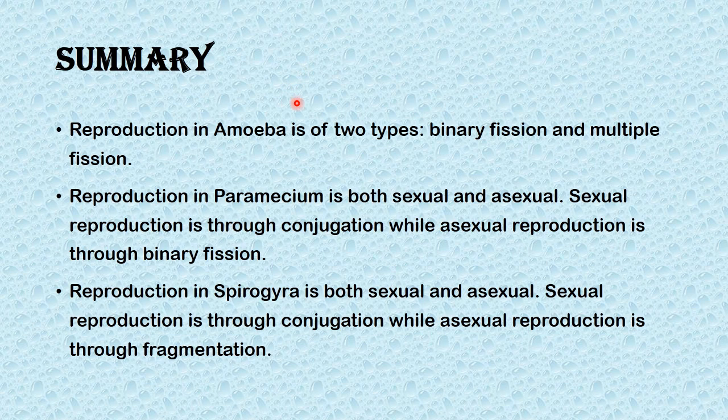Now with this, we've come to the end of today's lesson. Now let's take a quick look at the summary. Reproduction in amoeba is of 2 types, binary fission and multiple fission. Reproduction in Paramecium is both sexual and asexual. Sexual reproduction is through conjugation, while asexual reproduction is through binary fission. Now reproduction in Spirogyra is both sexual and asexual. Sexual reproduction is through conjugation, while asexual reproduction is through fragmentation.